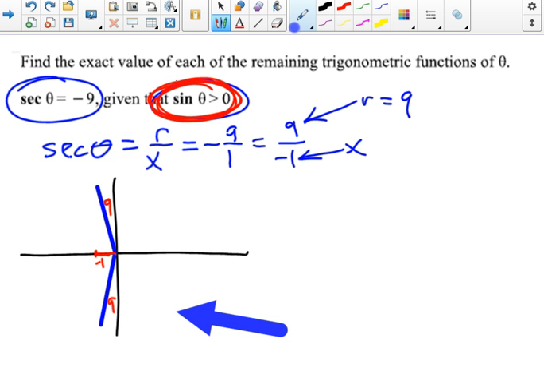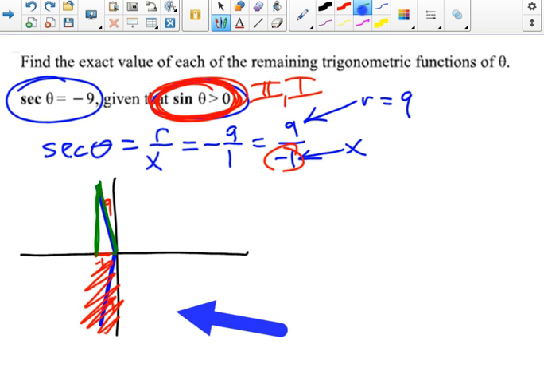Well, the sine has to be bigger than 0. The sine is bigger than 0 in the second quadrant and the first quadrant. The first quadrant's right out based on the fact that our x is negative, but the second quadrant still does the trick. So we have the triangle that I will now do in green. There's my missing y, there's my r, which is 9, and here's my x, which is negative 1.